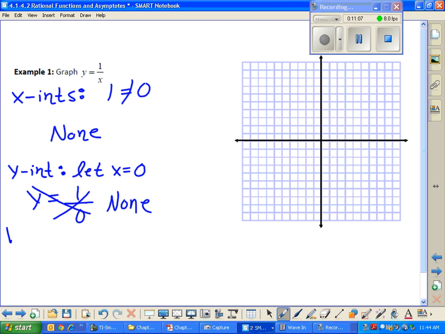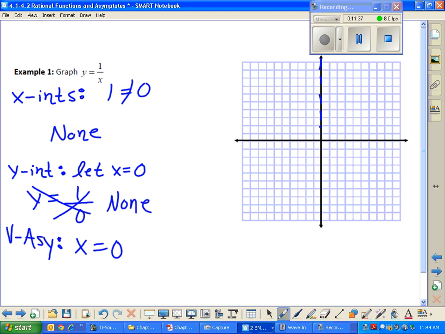The next thing I work to find is that vertical asymptote that we defined a few moments ago. The vertical asymptote is a vertical line that your graph is not allowed to cross. To do it, you set your denominator, the bottom, equal to 0. So the bottom of this fraction is x. I set it equal to 0 and solve. Well, poof, that's done. So I have a vertical asymptote at x equals 0.